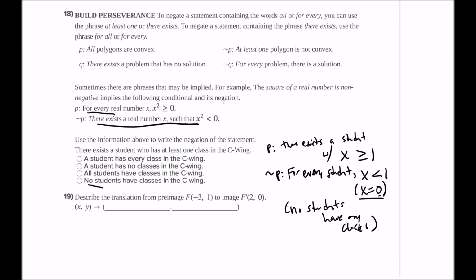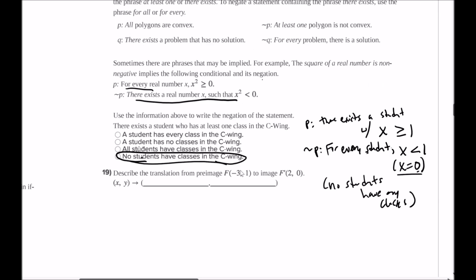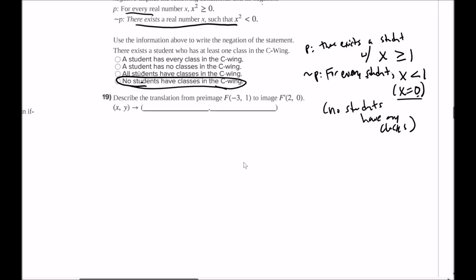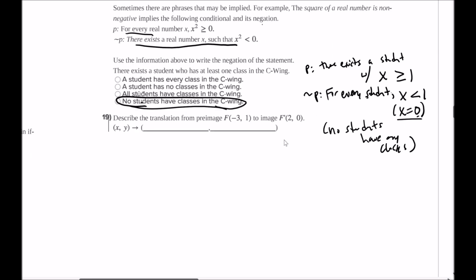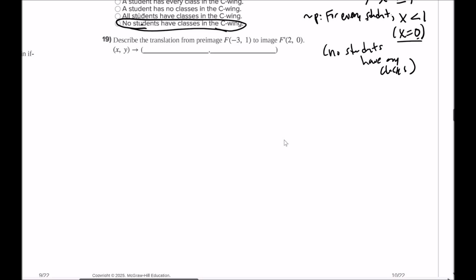So the best answer is no students have any classes. Not a student has no classes, it's all students have no classes. So that means no students have classes. So it's got to be this one. Okay? That one's a really interesting question. I'm not sure why they would ask a question like that, but at least you have an idea for that.